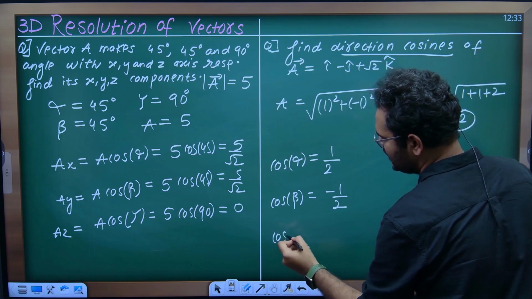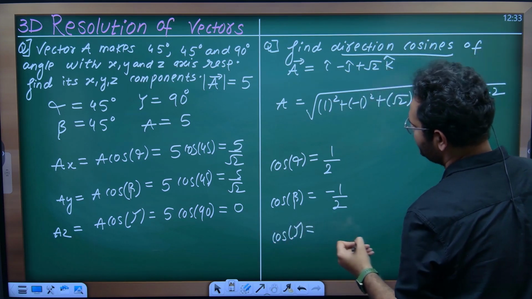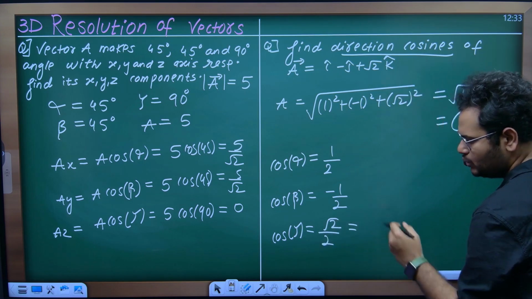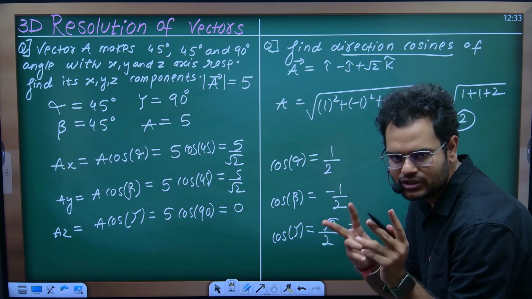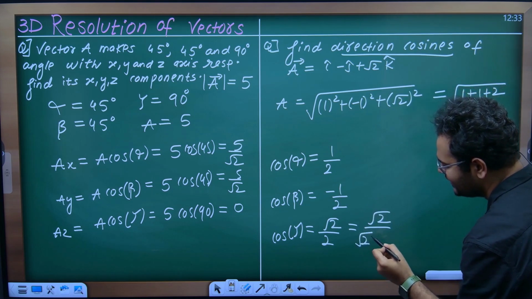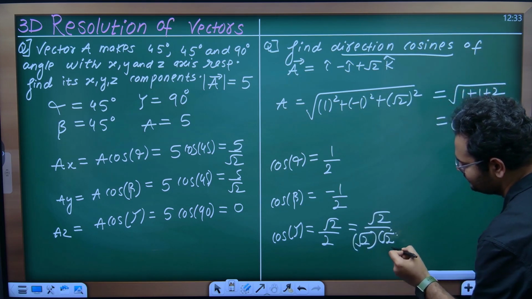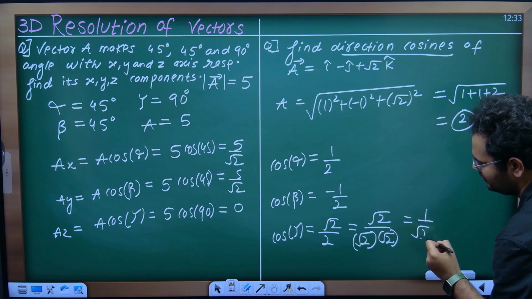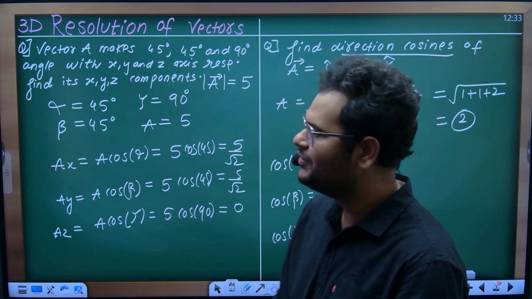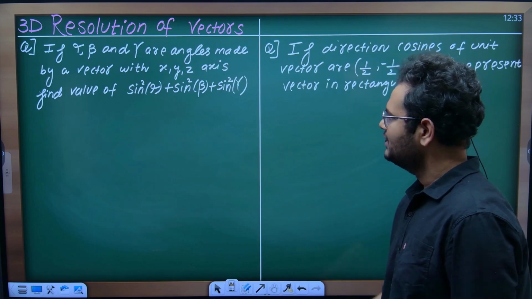Similarly, cos gamma can be written as az upon a, that is root 2 by 2, and that is 1 by root 2. Easy. Formula-based questions are asked from this topic. Okay, very easy. Sir, another question.